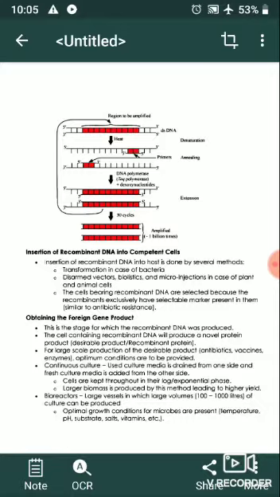Bioreactors are large vessels in which large volumes, 100 to thousands of liters, of culture can be produced. Optimal growth conditions for microbes are present, such as temperature, salt, vitamins, etc.